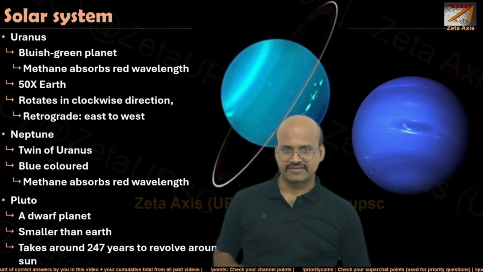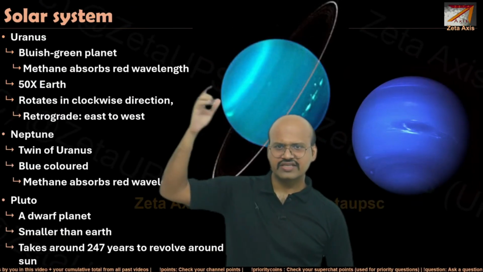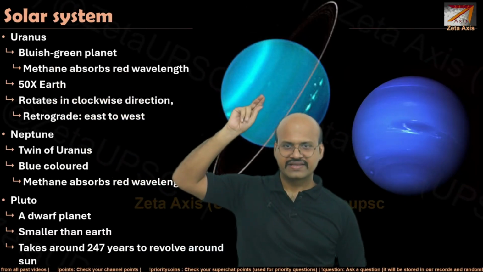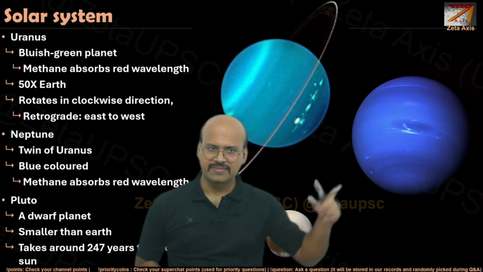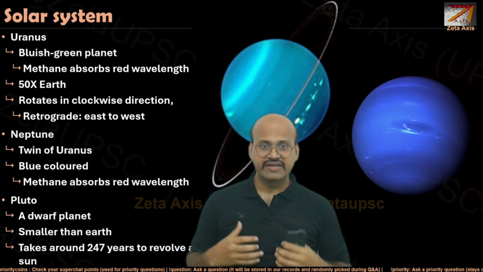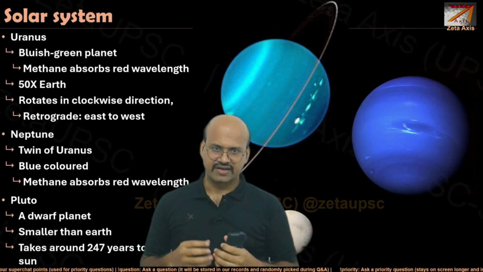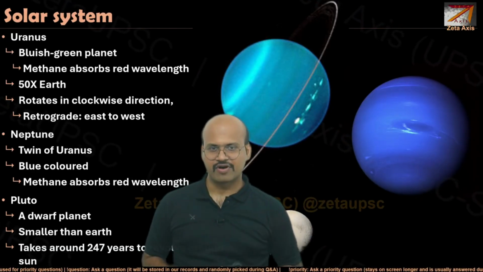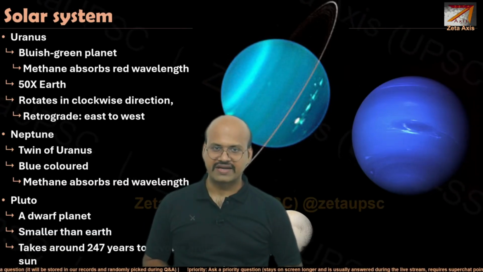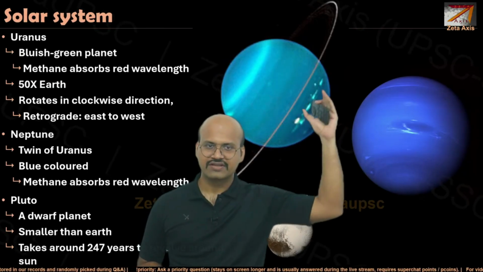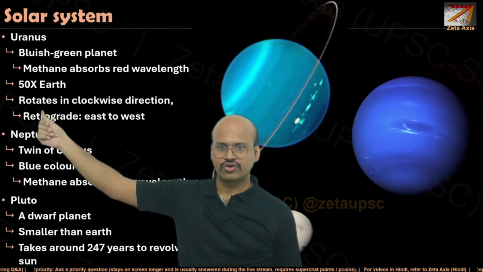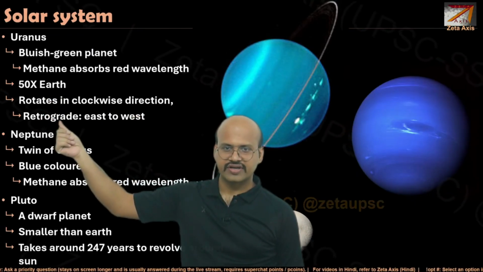Next is Uranus. Uranus looks something like this, and Uranus is a bluish green planet, so it has a bluish color. The reason is that it has methane in its atmosphere. Similarly, this is our Neptune. So Neptune also has a lot of methane in its atmosphere. Now the methane absorbs red color. It absorbs the red spectrum of the visible light, and therefore only the green and the blue parts of the visible light are there, and that is why we see both of these planets as blue colored. It is 50 times larger than Earth. It rotates in clockwise direction, retrograde, east to west.